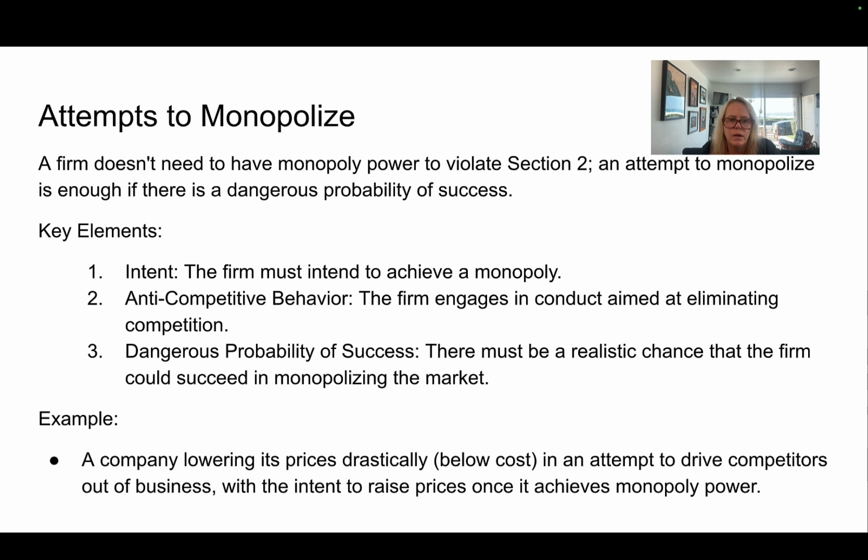An example of that would be a company lowering its prices drastically in an attempt to drive competitors out of business, with the intent to raise prices once it achieves monopoly power. The Chinese government was accused of doing this with solar panels not too long ago, flooding markets with solar panels and selling them cheaply in order to drive out the competition, in hopes that once the competition was gone, they could drive prices up again.